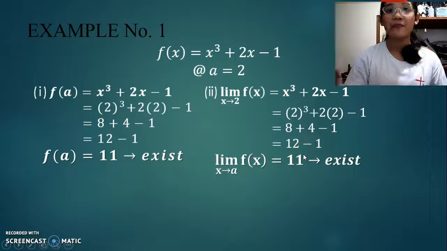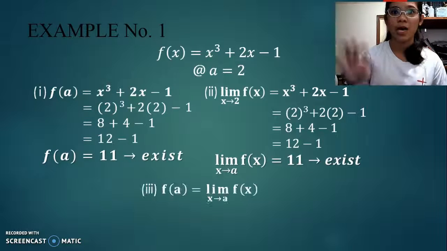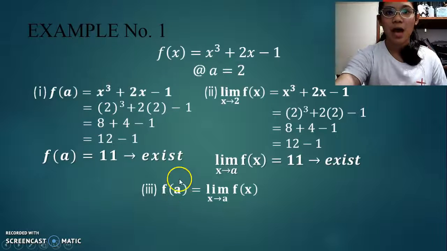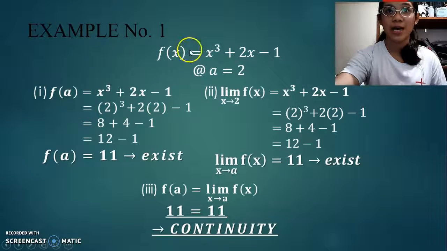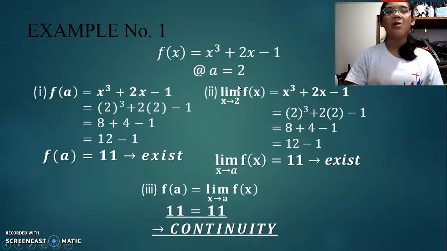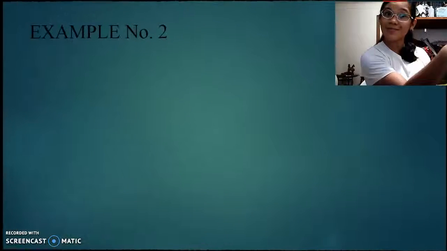Since f of a and the limit of f of x, where x is approaching a, both exist, we can now proceed to condition number 3. These two values, f of a and the limit of the function of x where x is approaching a, must be equal to each other. Since 11 is equal to 11, this function is continuous at point a. And now, we will proceed to example number 2.